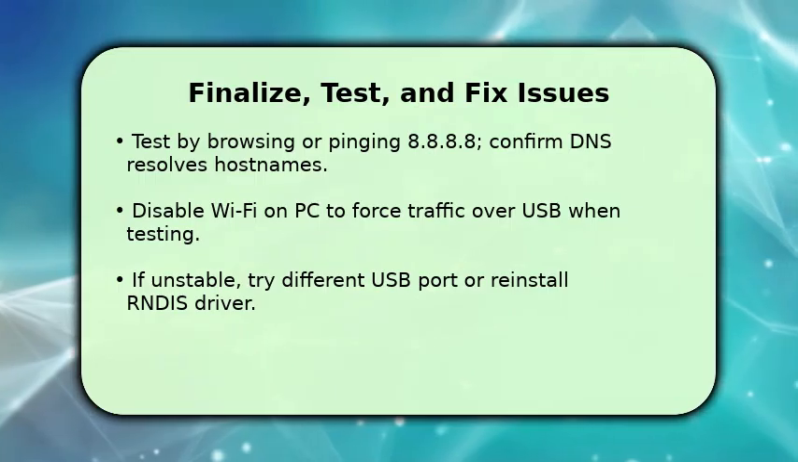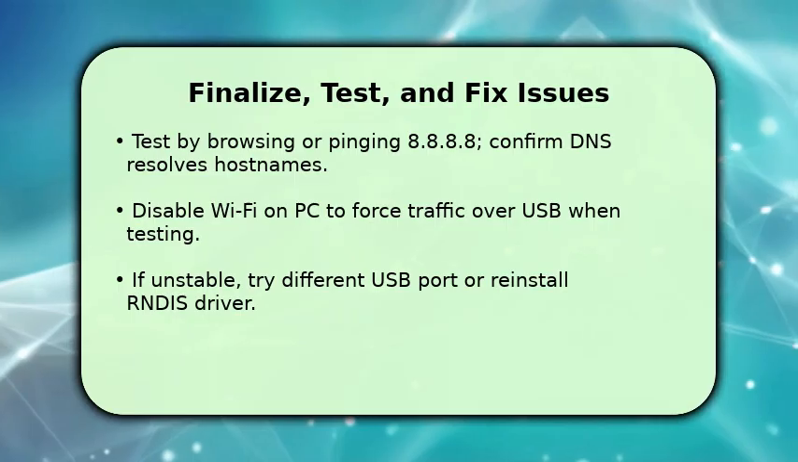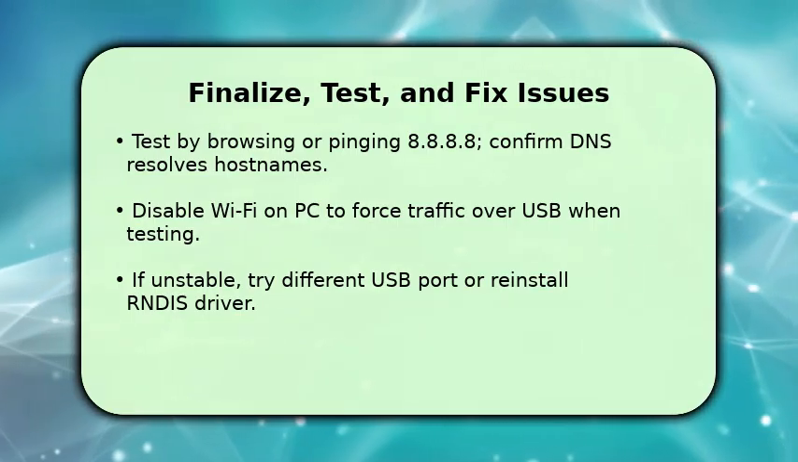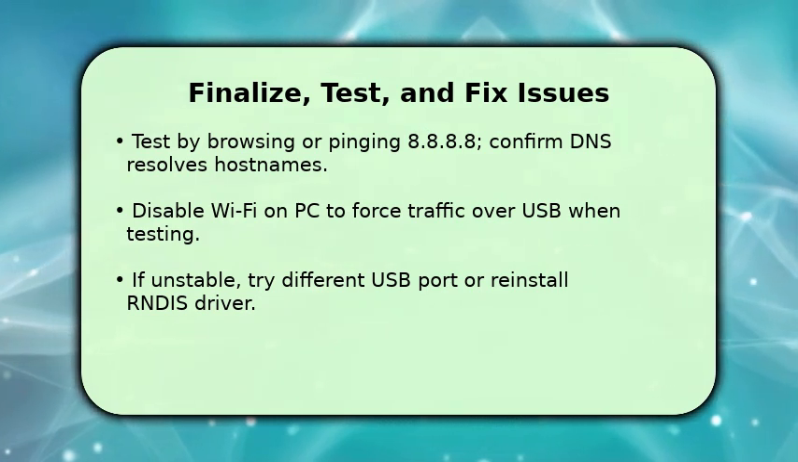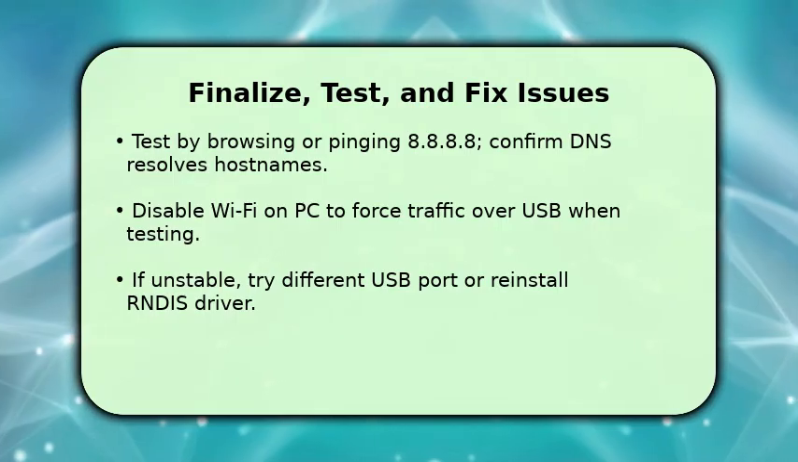Troubleshooting tip: if the computer never shows a network, change the phone's USB mode to RNDIS/USB Ethernet or reinstall the RNDIS driver on the PC. Switching USB ports or using a known good cable often fixes stubborn detection problems.